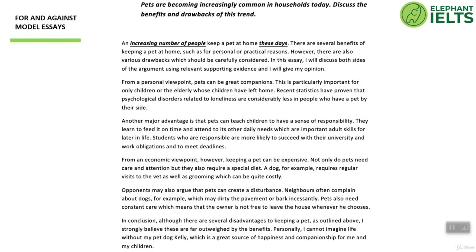This essay has the topic, Pets are becoming increasingly common in households today. Discuss the benefits and drawbacks of this trend. Again, introduction, GFAT, 4 main body paragraphs. Each main body paragraph begins with a topic sentence, continues with explanation of the main body topic sentence, and then develops the paragraph further using either statistics, a personal example, in addition, or a conditional.